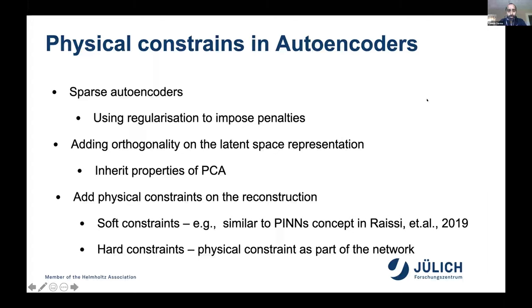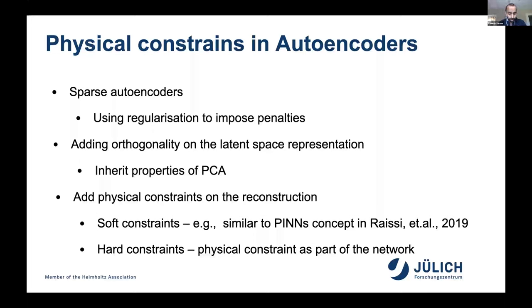One is, of course, using regularization itself. That is more classical, making the autoencoder sparse using L1, L2 regularization, for example. And then one could also inherit ideas from PCA, principal component analysis, where the basis vectors are forced to be orthogonal, for example. So we could have those kind of properties. And then there are other concepts where you actually have the physical equations directly in the reconstruction, so in the network or the loss function. So you could roughly divide this into two categories. One is this PINNs idea, which we saw, which could be called soft constraint. That is the one where you penalize the loss function itself.